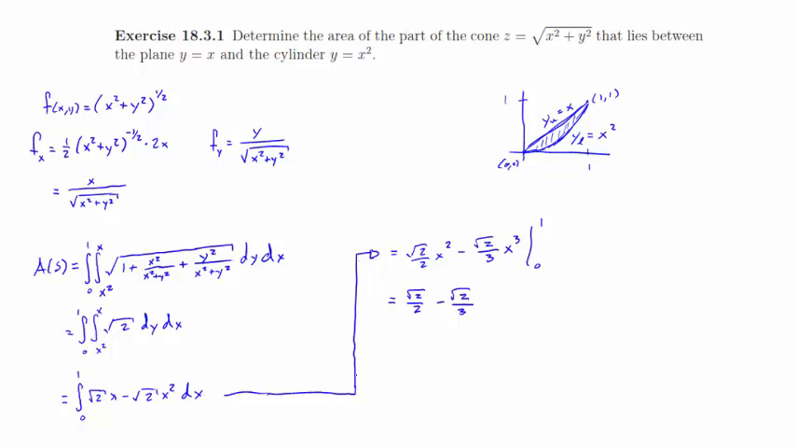Moving on over to this next column, this equals the square root of 2 over 2 x squared minus the square root of 2 over 3 x cubed, evaluated from 0 to 1. And plugging those in, we get that this equals the square root of 2 over 2 minus the square root of 2 over 3. So that is the surface area of the part of the cone z equals the square root of x squared plus y squared that lies between the plane y equals x and the cylinder y equals x squared.